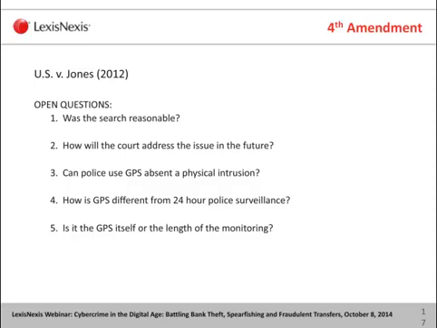You don't know with respect to whether or not police can use GPS absent a physical intrusion. So if you took away the trespass doctrine, for example, let's say they didn't place anything on this man's car.